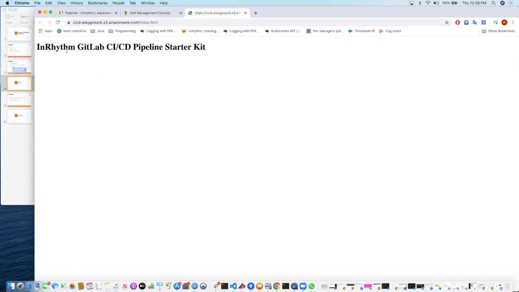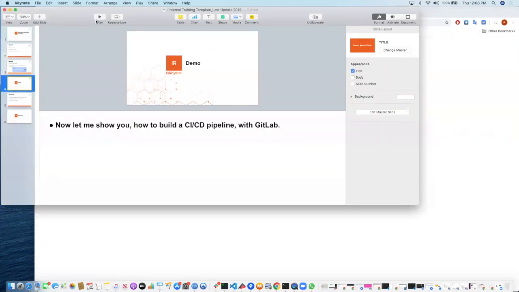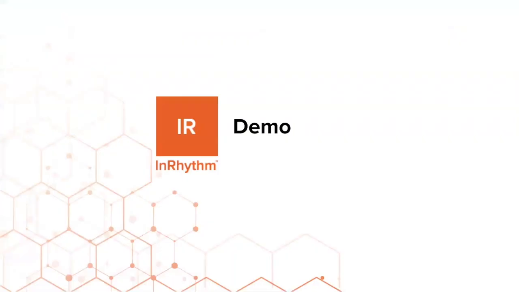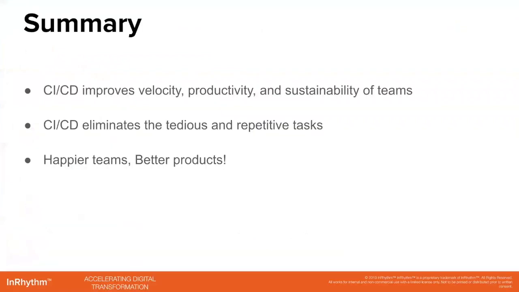Let's go back to the slides to sum it up. CI/CD improves velocity, productivity, and sustainability of software development teams. Teams can respond faster to changes in the marketplace. CI/CD eliminates the tedious and repetitive tasks. It leads to happier teams that last longer and produce better products. I hope you all learned something new today. I encourage you to learn more about CI/CD and improve the way you build software.